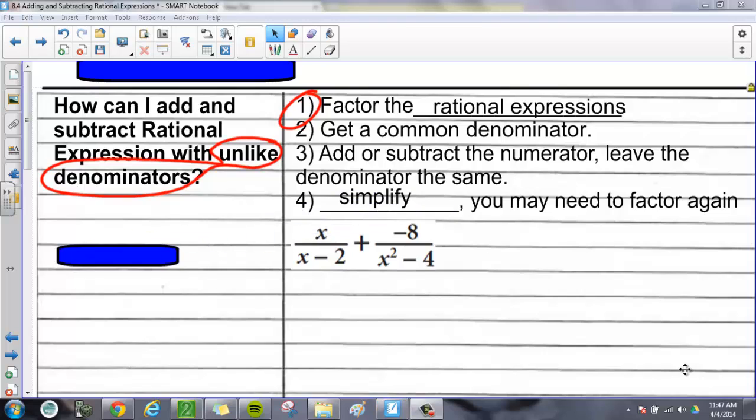And lastly, we've got to simplify. And here we might have to factor again to simplify once we do it. So these problems can get kind of tough sometimes, but it's doable. We can do it. Okay, so let's start.